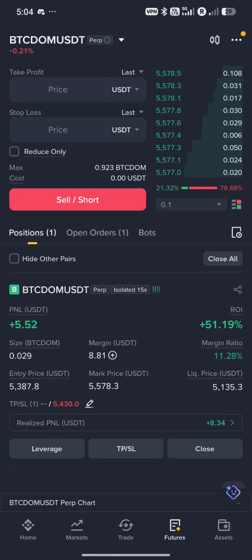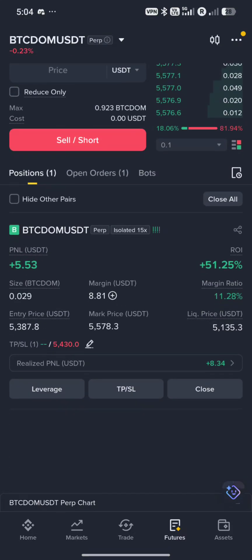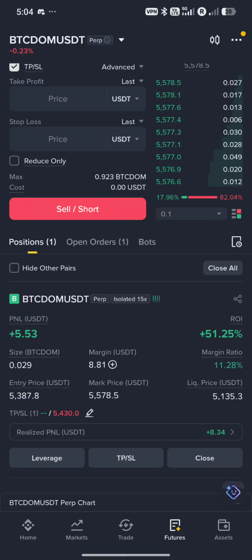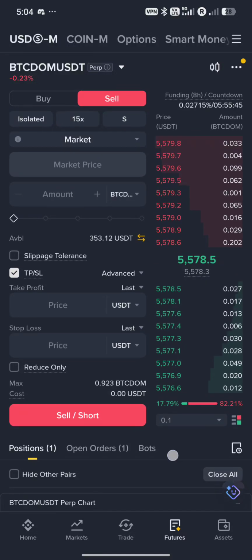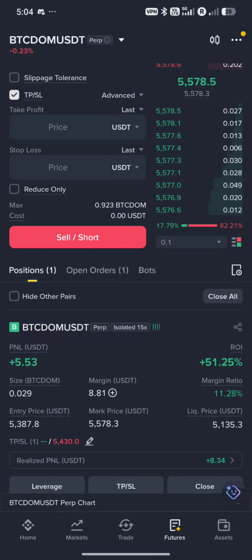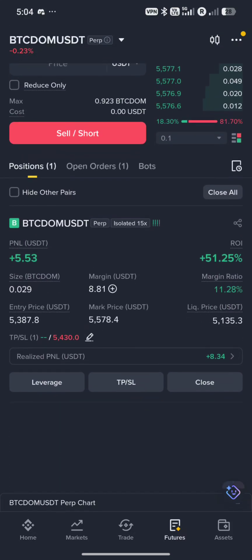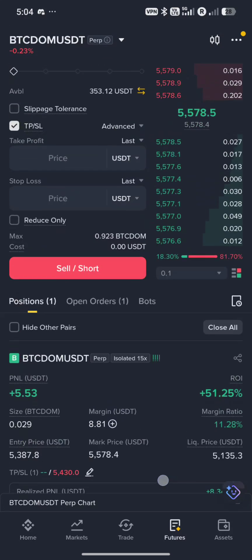I'm going to lose. So in summary, isolated means your loss is only limited to whatever amount you use to open the trade. While cross, if you did not set stop loss, your loss will cross over to your main balance and then use that to keep the position running until your main balance is exhausted. That is only if you did not set stop loss.